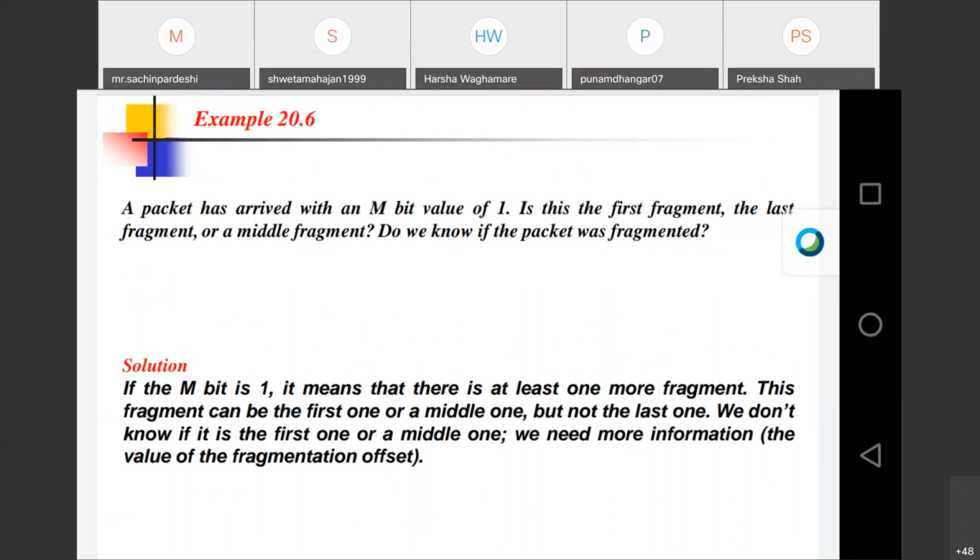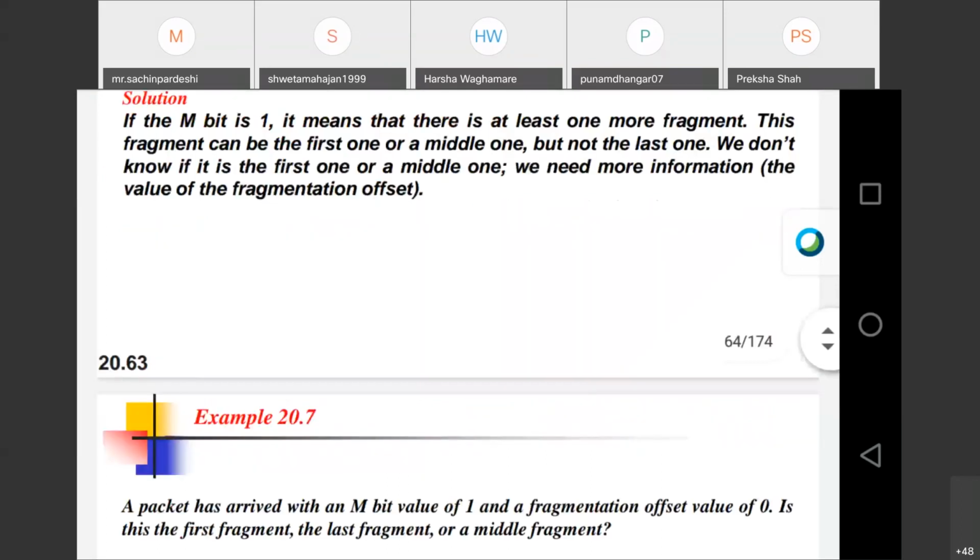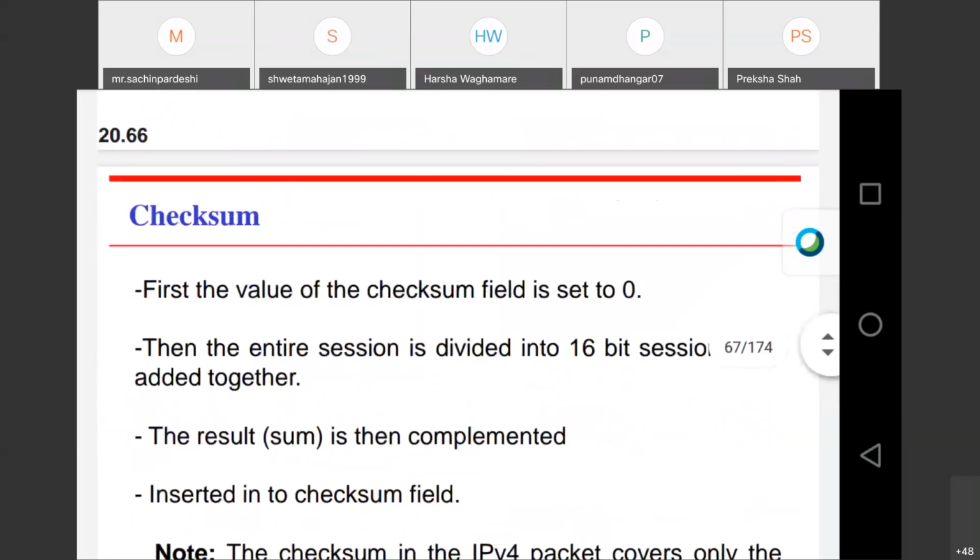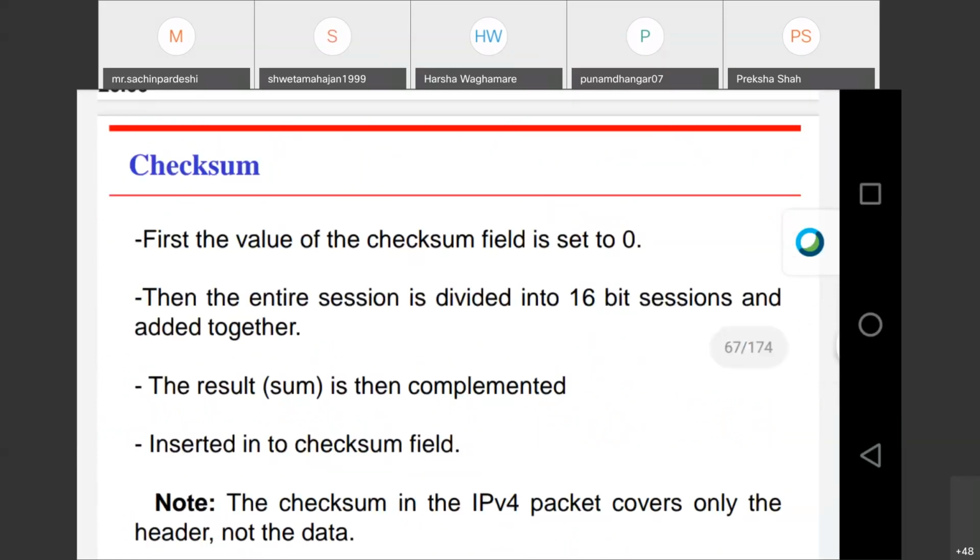Similarly, all these problems will be uploaded through Moodle. You have to solve these problems. Okay, the next.